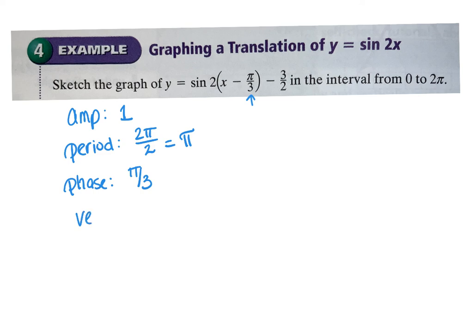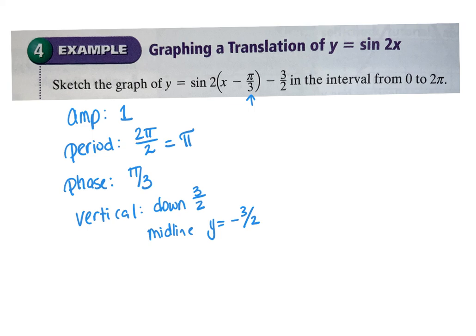And then my vertical shift. How's it going to move up and down? It's going to go down 3/2. You could say negative 3/2 if you want, or you can say down. If you wrote it as midline, and we'll talk about that with your handout, your midline is going to be y equals negative 3/2. Okay, and we'll do that when we actually graph it.